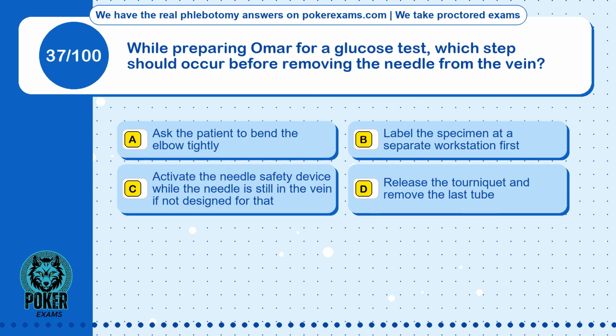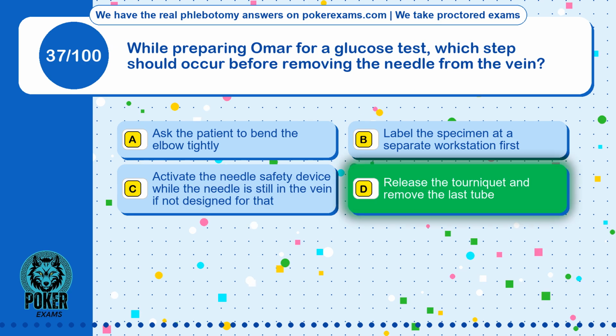Question 37. While preparing Omar for a glucose test, which step should occur before removing the needle from the vein? Option A, ask the patient to bend the elbow tightly. Option B, label the specimen at a separate workstation first. Option C, activate the needle safety device while the needle is still in the vein if not designed for that. Option D, release the tourniquet and remove the last tube.